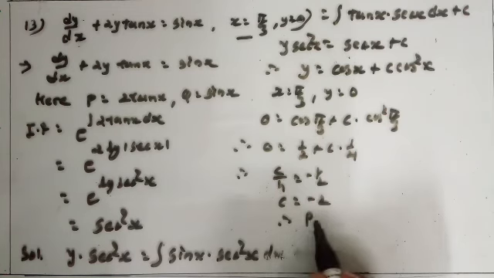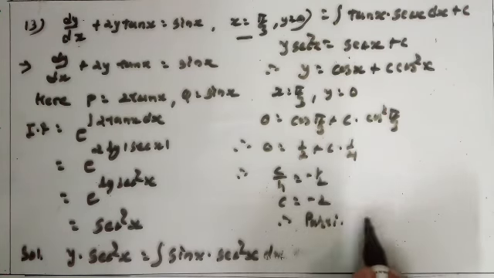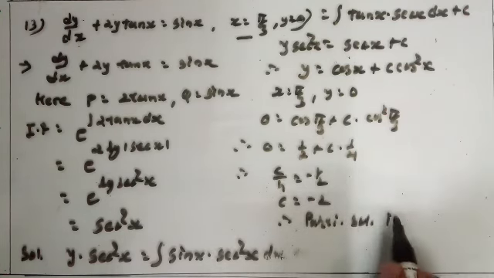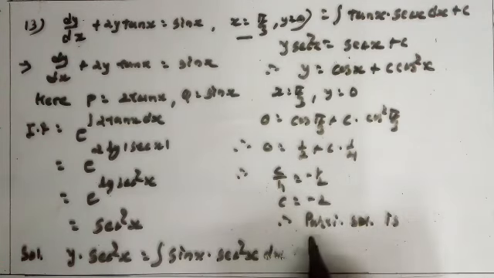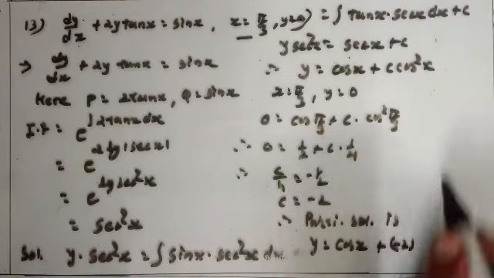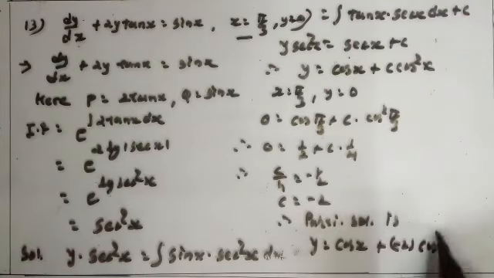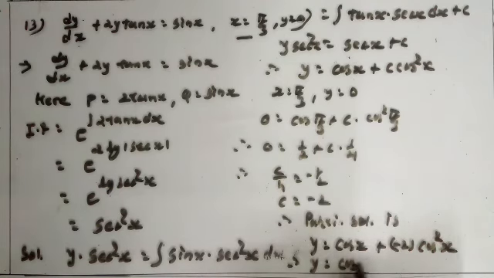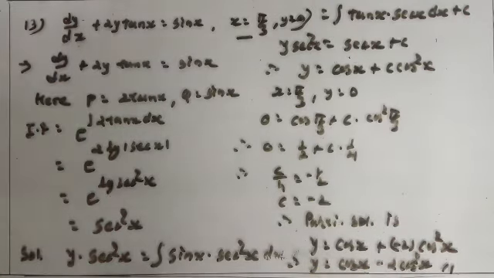Therefore, the particular solution is y is equal to cos x plus c cos square x, with c equal to minus 2. Therefore, y is equal to cos x minus 2 cos square x. Clear? This is the particular solution.